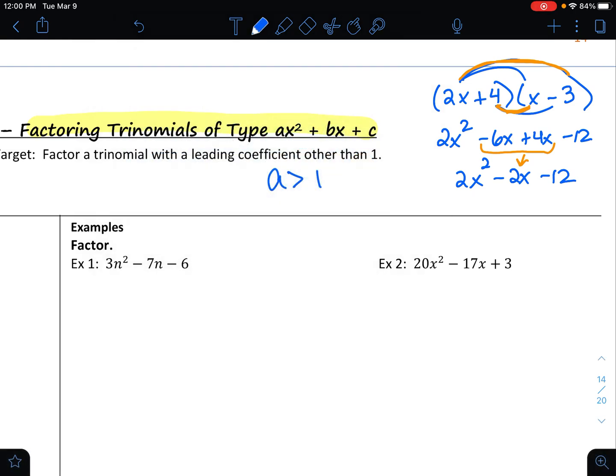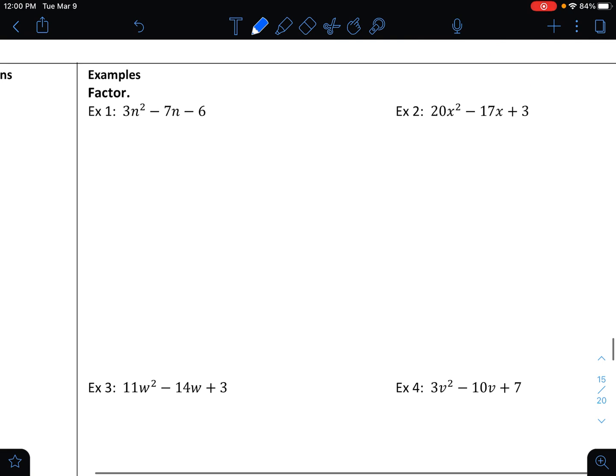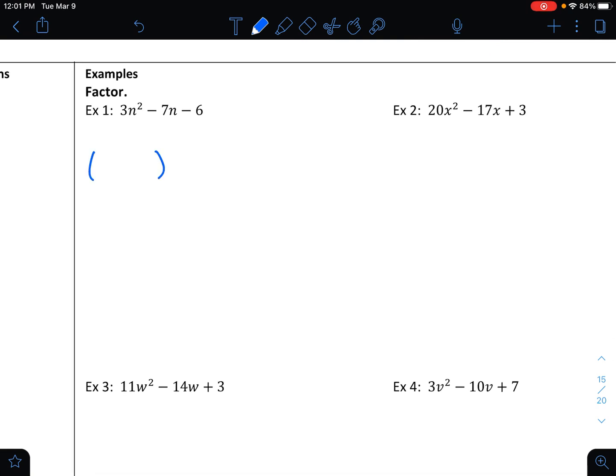Okay, so let's start with number 1. We are factoring this trinomial. So I like to set up my parentheses. I'm still going to start with factors of 6, and I'll pick the negative up later. So 1 times 6, 2 times 3. And then I also need to account for factors of 3. So that's just 1 times 3. All right, so I know it has to be 1 and 3. So I'm going to start by just putting n times 3n. Or I can put the 3n first.